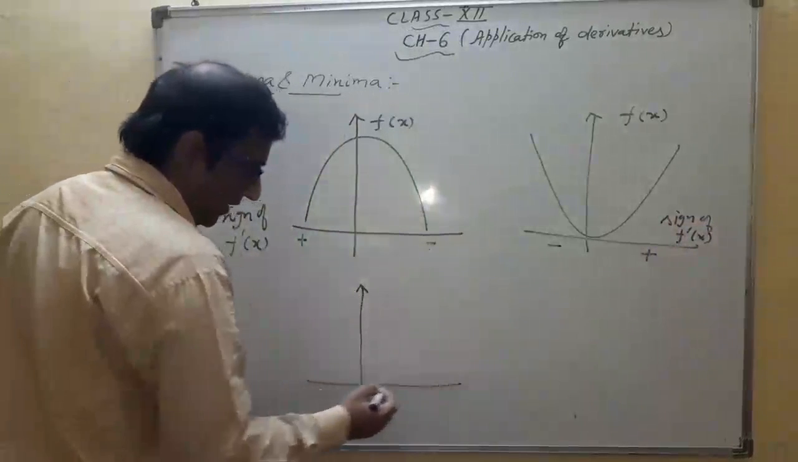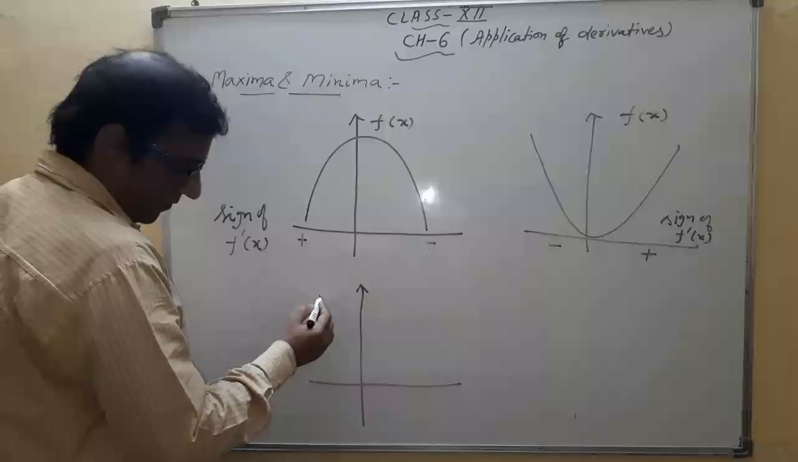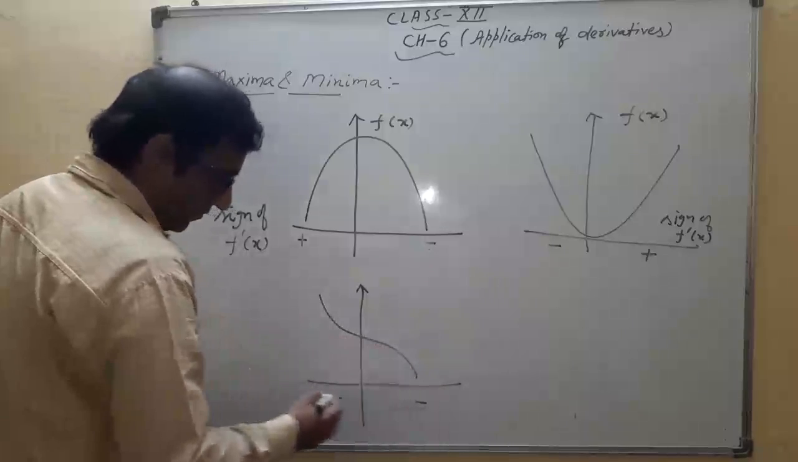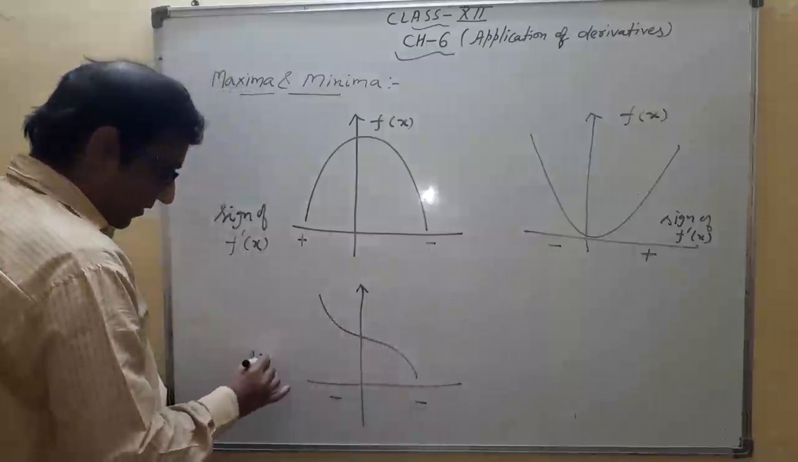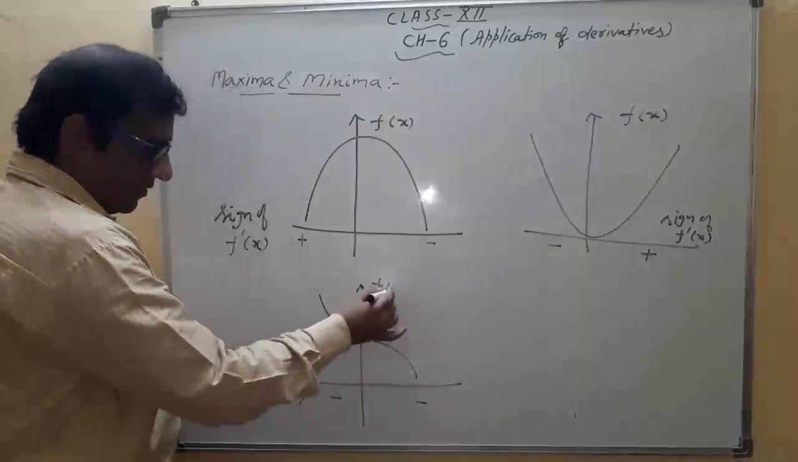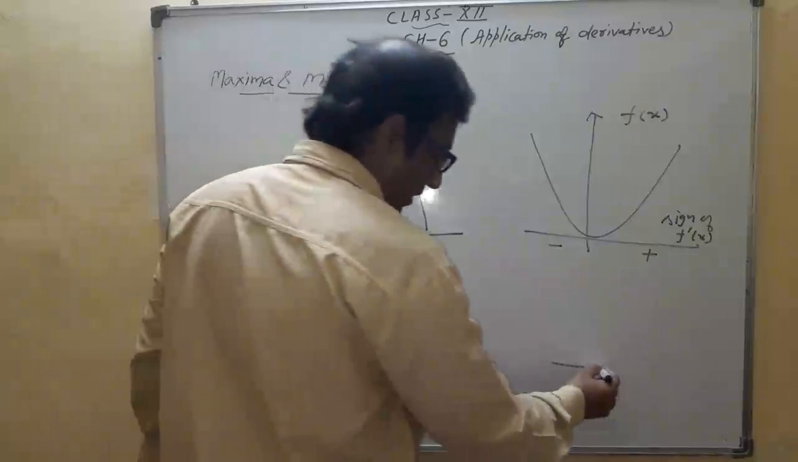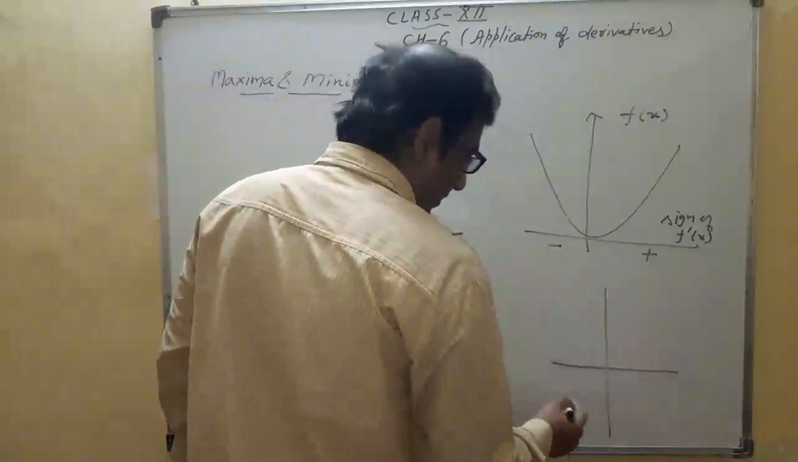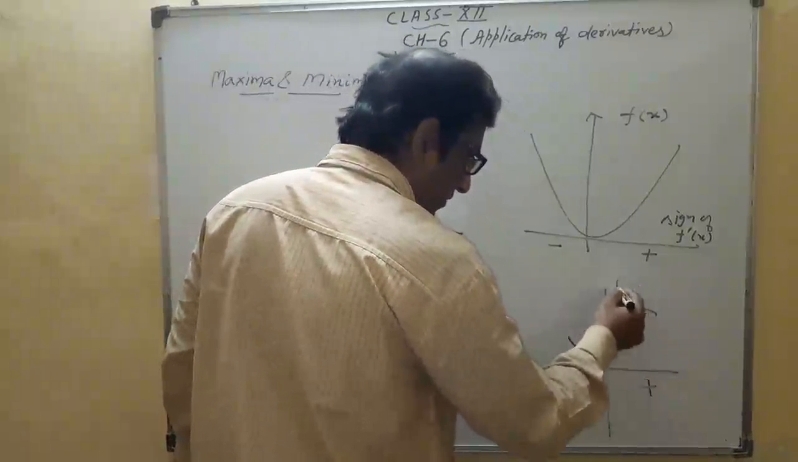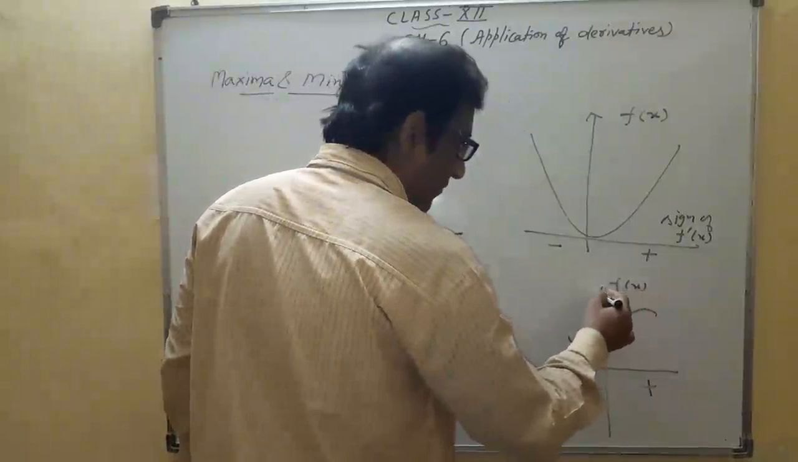Now again I am taking some graphs. This is negative to negative, the sign of f dash x, and here I am taking positive to positive for a function.